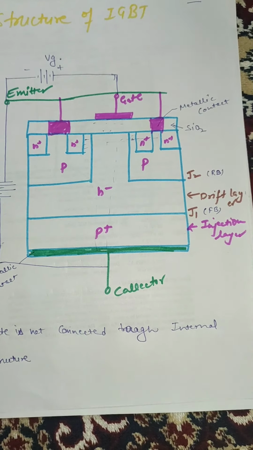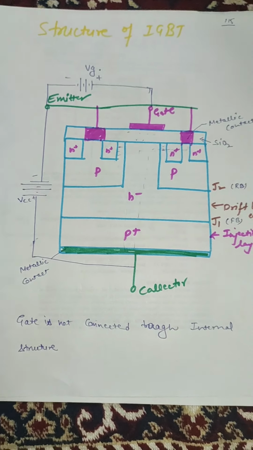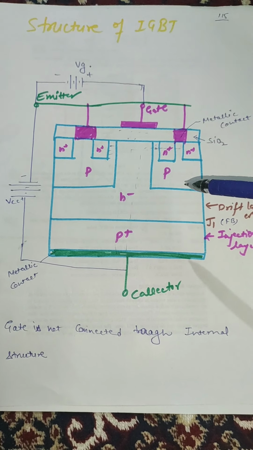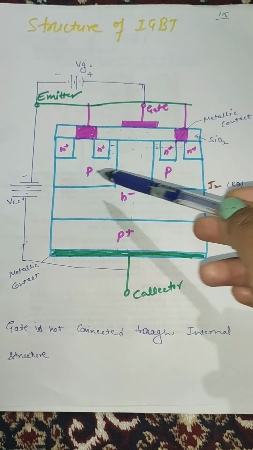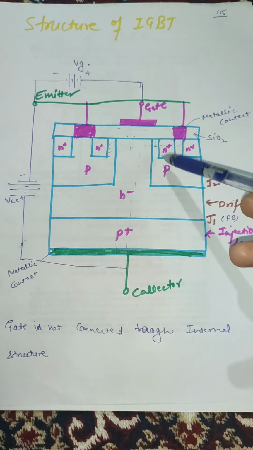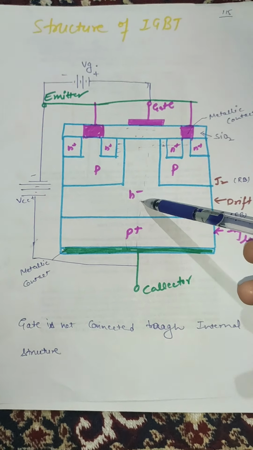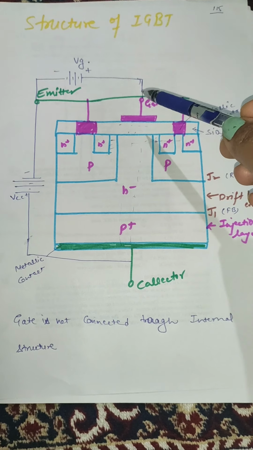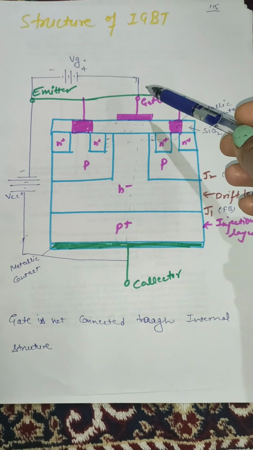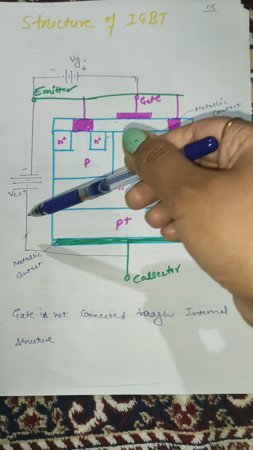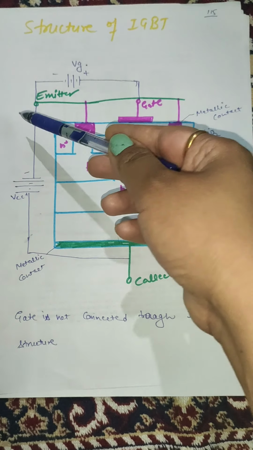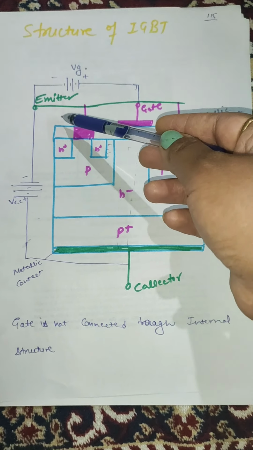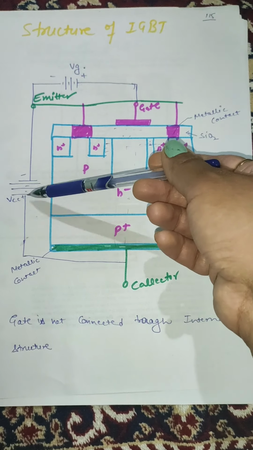This is the structure of IGBT, from where you can become more familiar with it. It has P positive, N negative, P, and N positive layers. Initially the gate is connected with a battery VG, and the emitter and collector are connected with the VCC battery.